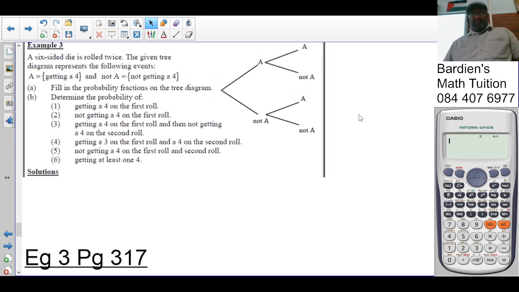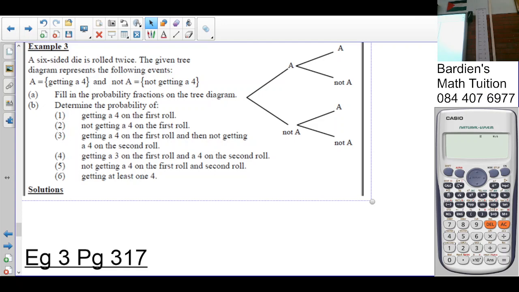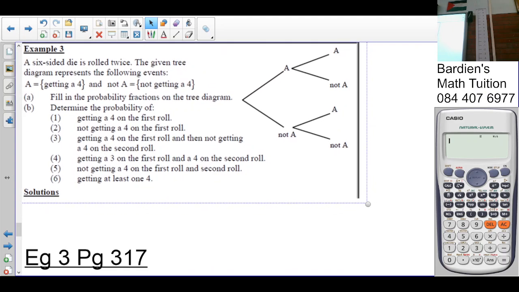Example 3. So here we are told that a 6-sided die is rolled twice. The given tree diagram represents the following events: A, getting a 4, and not A, which is not getting a 4. The question says fill in the probability fraction on each tree diagram.